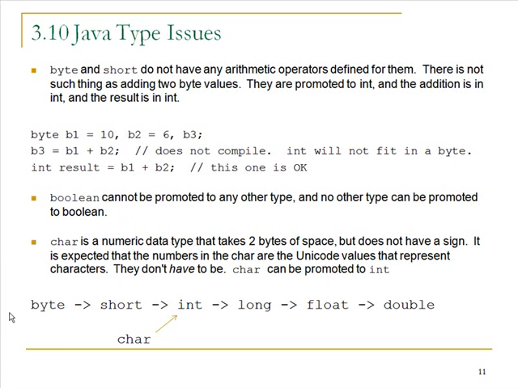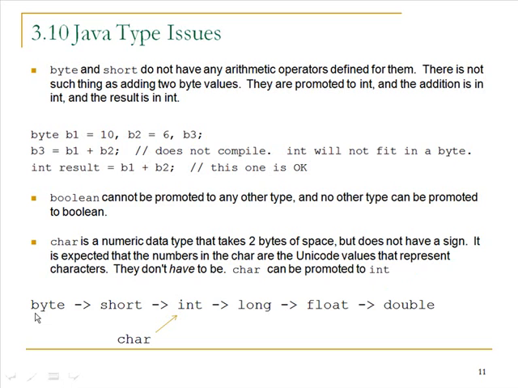The data type char, we said it's a numeric data type and it takes 2 bytes of space, but only positive values, so it has no sign. It's expected that the numbers in the char variables will be integer numbers that represent a character, and Java uses the Unicode character set for representing characters. But they don't have to be characters. They could be small numbers, and in that sense you could use a char variable in an arithmetic expression where the char variable gets promoted to an int.